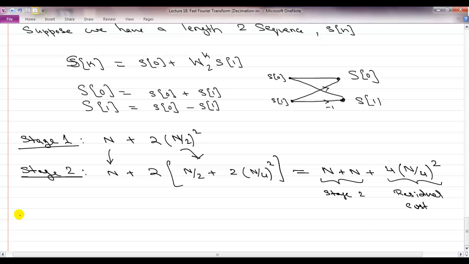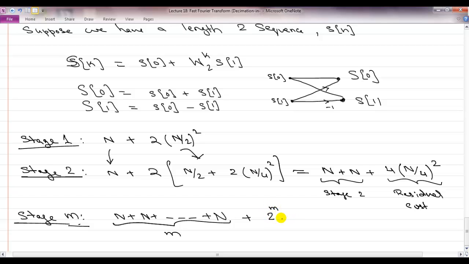Now if you just say at stage m what is my cost, then what ends up being is you get n plus, how many of these n's you get? You get m of these, plus the remaining cost that you are left with is 2 to the m times n divided by 2 to the m, square. These are the number of sequences that you are left with.